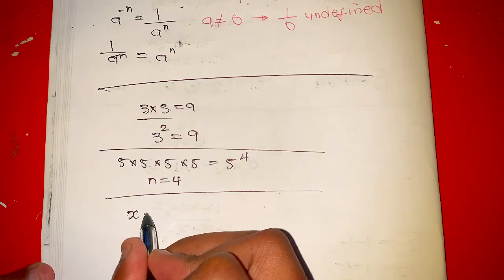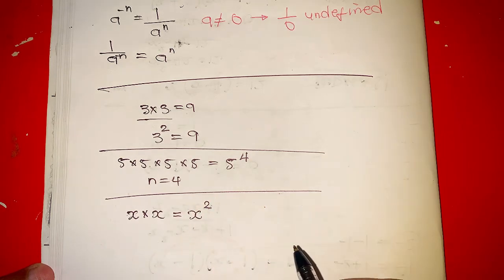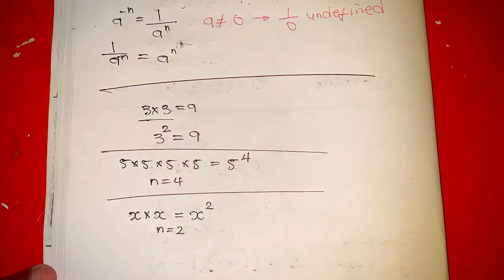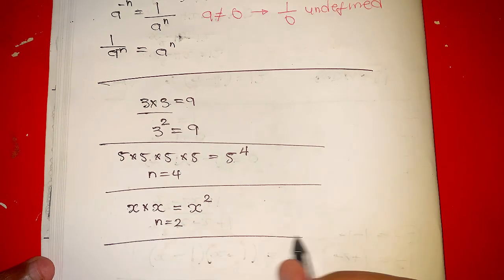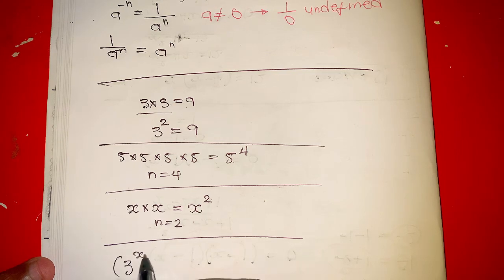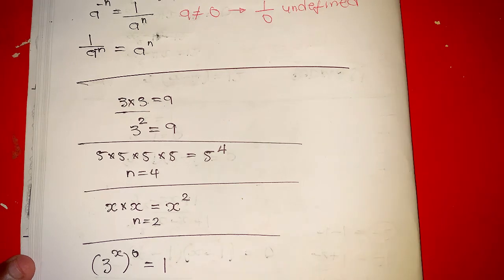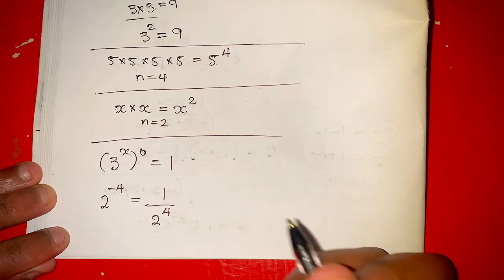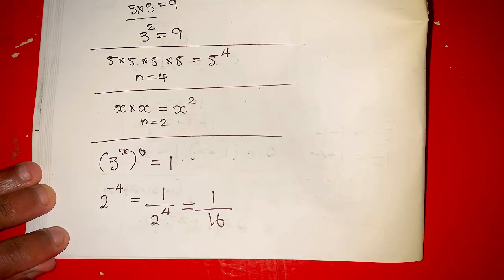x multiplied by x is x squared. 1, 2, n is equal to 2. So it's x 2 times. Okay. 3 to the power x in brackets raised to 0 is equal to 1. 2 to the negative 4 is equal to 1 over 2 to the positive exponent 4. And this is the same as 1 over 16 because 2 to the power 4 is 16.